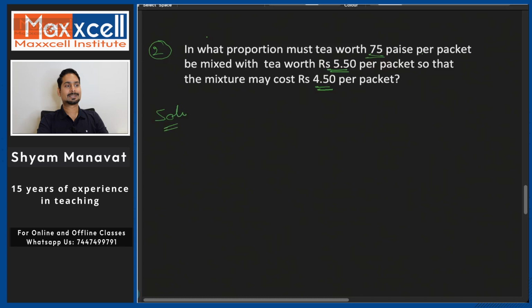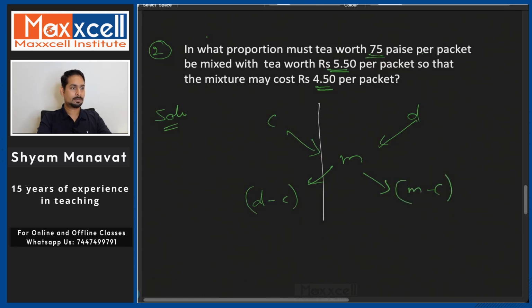The solution to this question is, first, when you apply the alligation rule, what is the alligation rule? Quantity of the unit of cheaper, unit of superior, and the mixture, you take the cross difference. Okay, you take the cross difference, and that's how you get the ratio of quantity of cheaper by quantity of dearer, superior. The quantity of cheaper is what? D minus M, and quantity of superior is what? M minus C. Okay, this is the alligation rule.